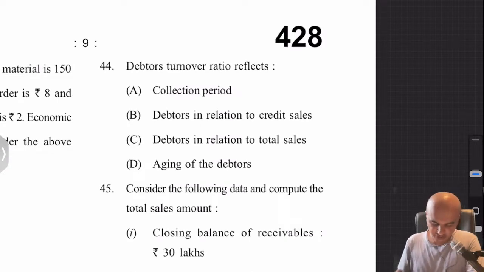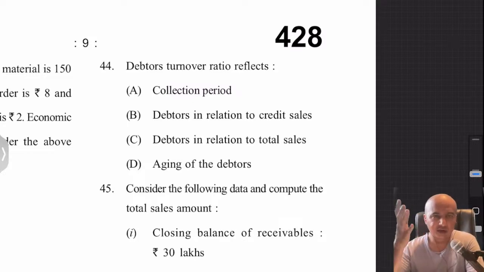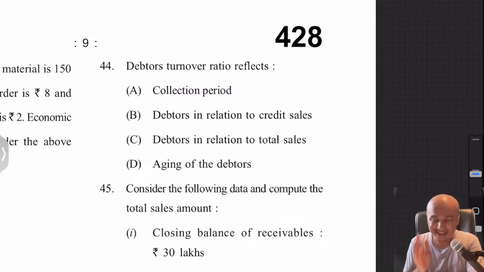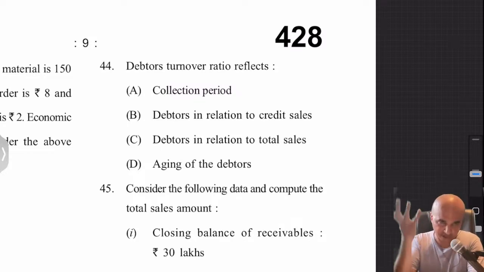Debtors turnover ratio reflects what? This is a very easy question. Debtors turnover ratio is a financial metric that measures the efficiency of any company's credit sales collection process. It basically provides insights into how quickly a company is able to collect the payments from its customers who have purchased goods on credit basis, or even services for that matter.